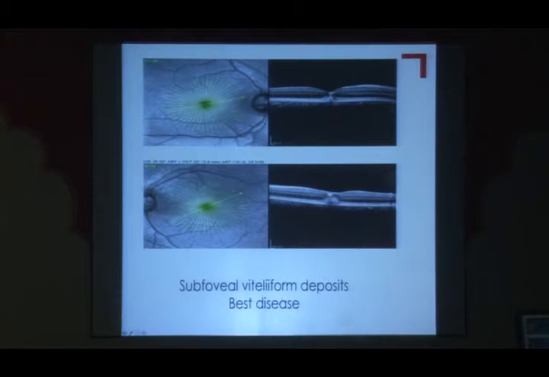Vitelliform deposits in Best's disease, you don't get gross elevation, but it's important to remember that the deposits are subretinal and not sub-RPE alone. You can get sub-RPE deposits as well, but these vitelliform deposits are actually in front of the RPE.